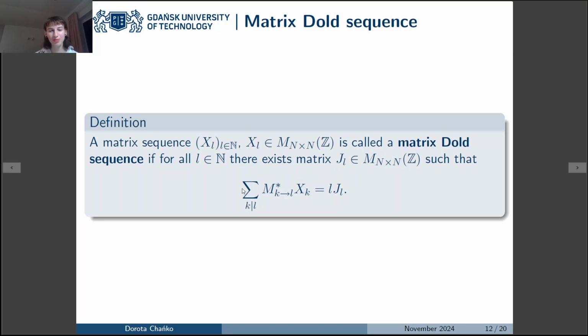such equality is true. So the sum by factors of L, our Mobius matrix function k arrow L times x_k, where x_k are the terms of our Dold sequence, has to be equal to L, same as here, times some integer valued matrix J.